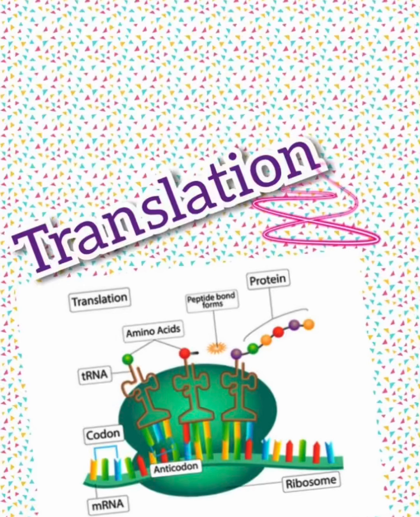Each transfer RNA has an anticodon, which has the sequence complementary to the codon on messenger RNA. These transfer RNAs supply the amino acids as per the codons on the messenger RNA. The amino acids which are brought by the transfer RNA are joined together by peptide bonds. This process is carried out with the help of ribosomal RNA.